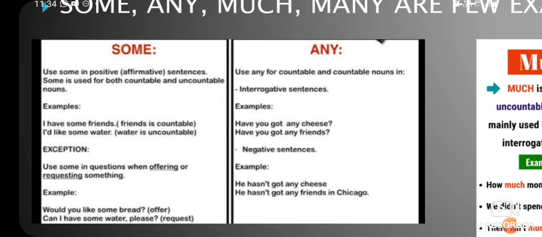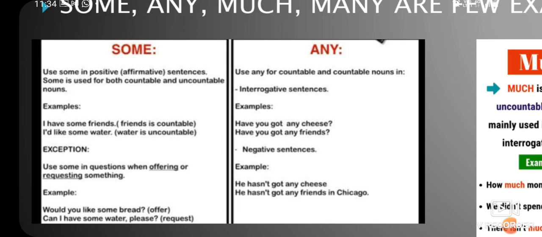If we come to any, it is used for countable and uncountable nouns, and in interrogative sentences. Have you got any cheese? I am asking, have you got any cheese? Have you got any friends? And sometimes we use any in negative sentences also. He hasn't got any cheese. He hasn't got any friends in Chicago. So we are using it in the form of negative sentences. So this is the use of any.